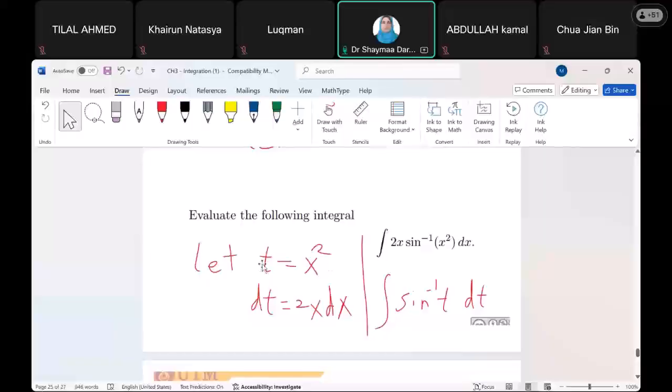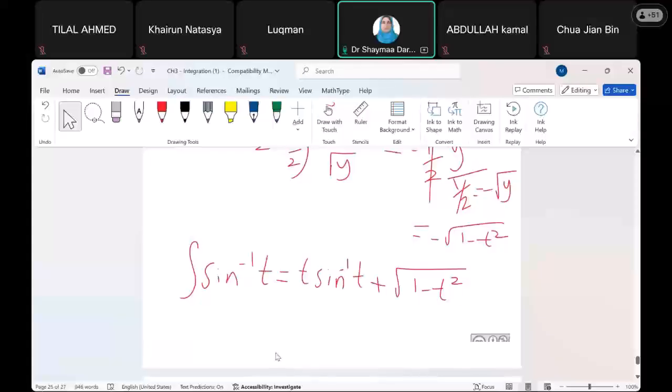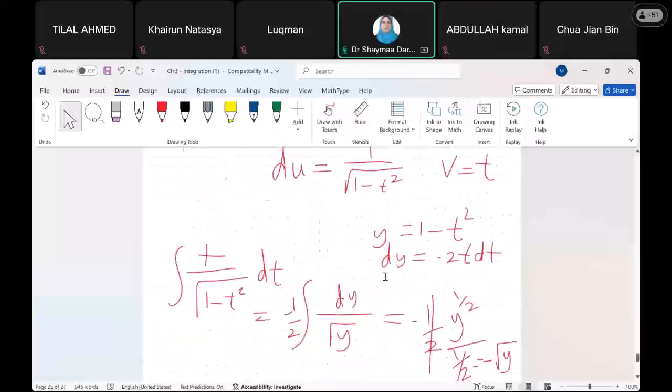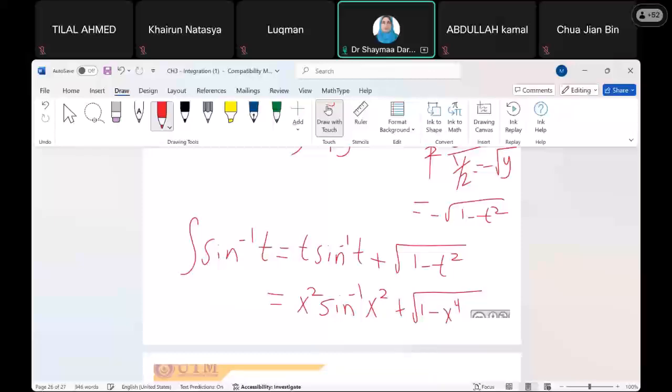But this is the integration of sine inverse t. You have to write back in terms of x. So this one will be equal, t is x squared, so in terms of x, it will be x squared sine inverse x squared plus square root of 1 minus x to the power 4.